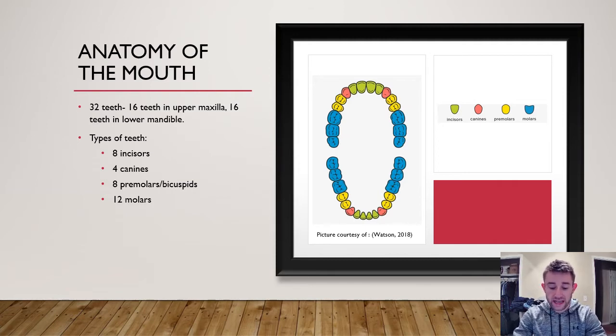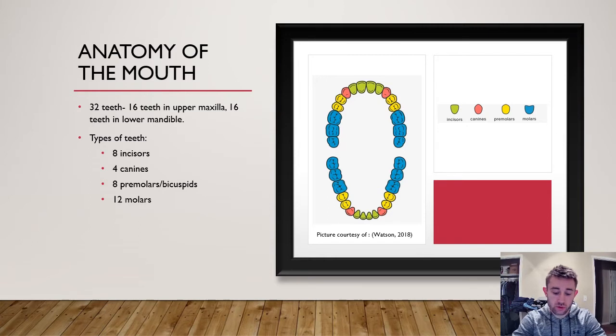Next, there are 4 canine teeth, 2 in the top jaw and 2 in the bottom jaw. And these are represented by the red teeth here in the upper and in the lower. The canines are the 4 sharpest teeth in your mouth. The purpose of the canines is to pierce and tear the incoming food.